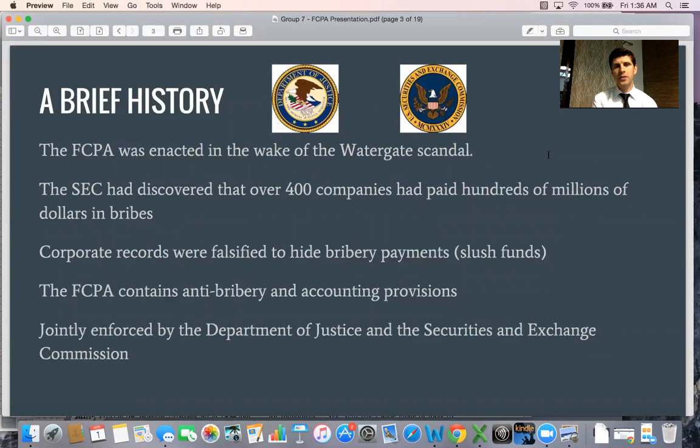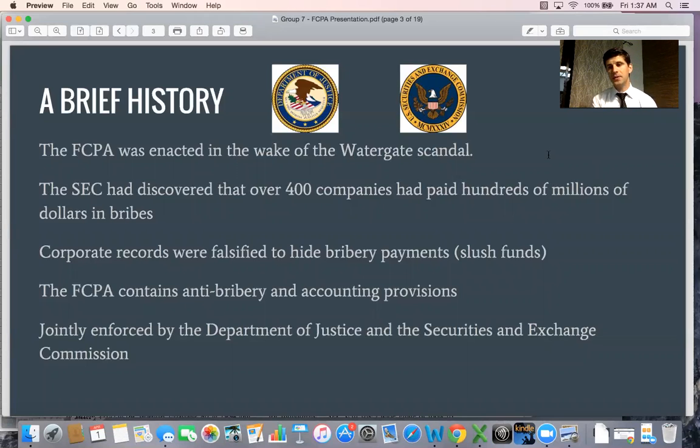A little bit of history. It was enacted in the wake of the Watergate scandals in the 1970s. The SEC at that time had discovered over 400 U.S. companies had paid hundreds of millions of dollars in bribes to foreign officials. Corporate records had been falsified to hide the bribes, and not just for foreign officials, but also slush fund contributions to U.S. officials running for re-election.